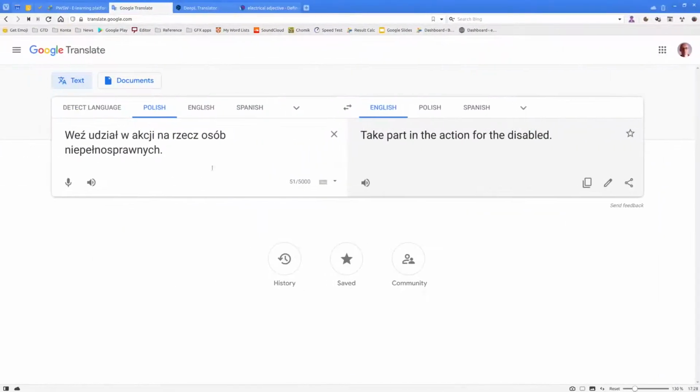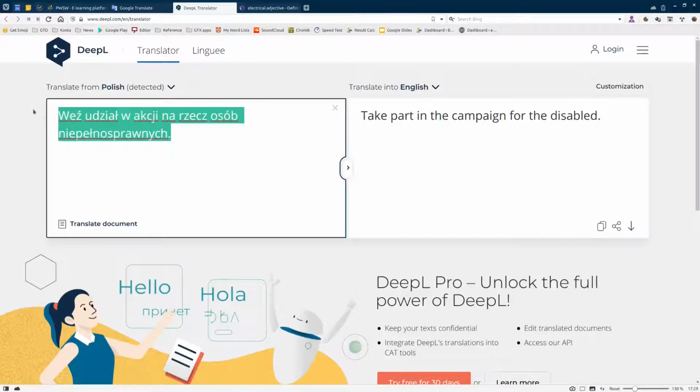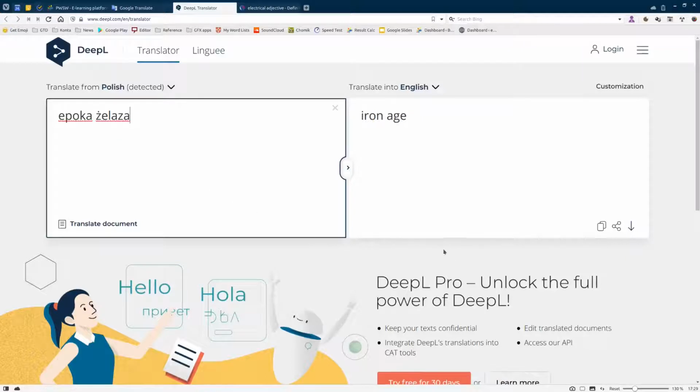Epoka żelaza. So there shouldn't be a problem with this kind of phrase because it's a common phrase, common collocation, so it just needs to find it in the database.